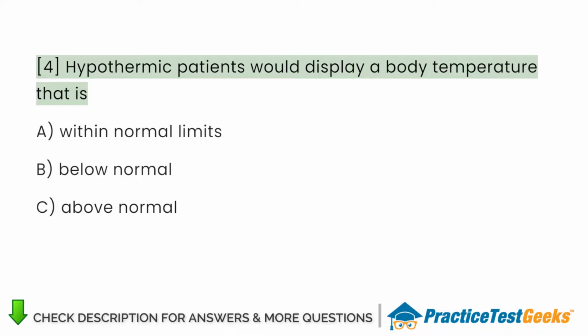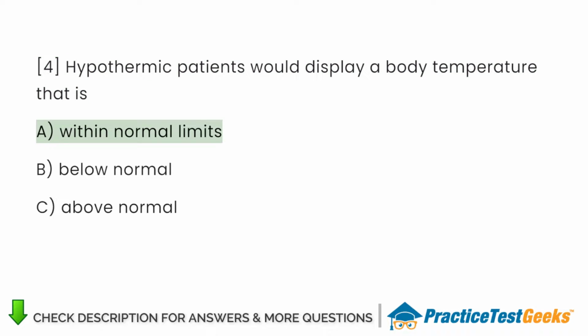Hypothermic patients would display a body temperature that is A. Within normal limits. B. Below normal. C. Above normal.